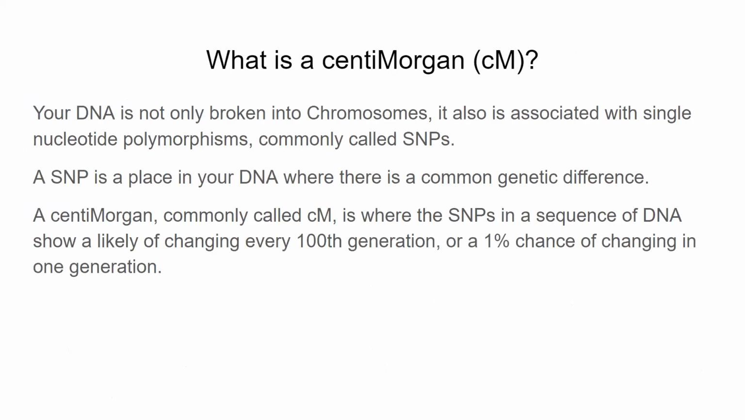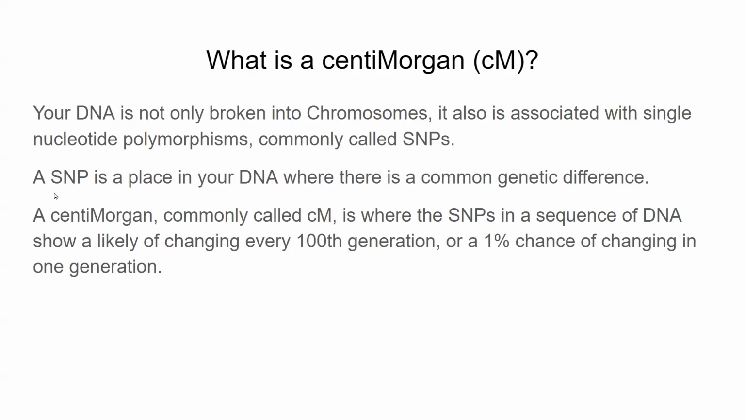So what is a centimorgan? Your DNA is not only broken into chromosomes, it's also associated with what are called single nucleotide polymorphisms. There will be a test at the end. If you get it right, you will know how to spell polymorphism. But these are commonly called SNPs. A SNP is a place in your DNA where there is a common occurrence of genetic difference. That may occur once every 100,000 generations or once a generation.